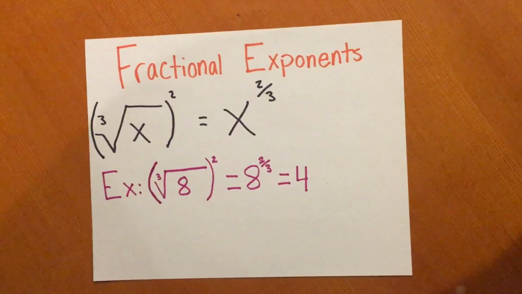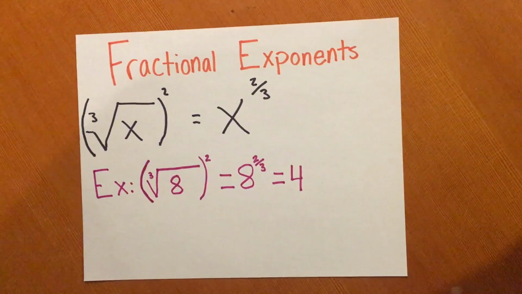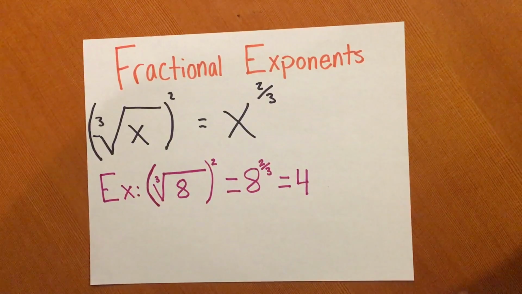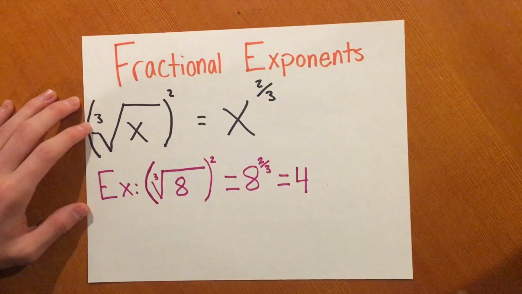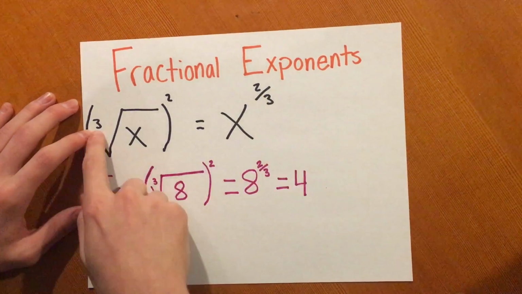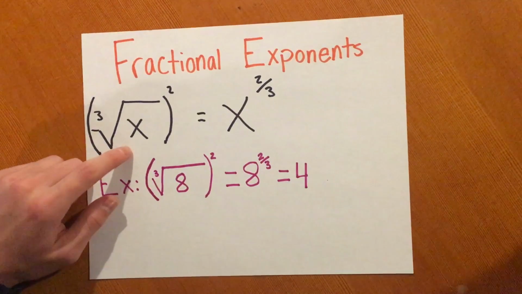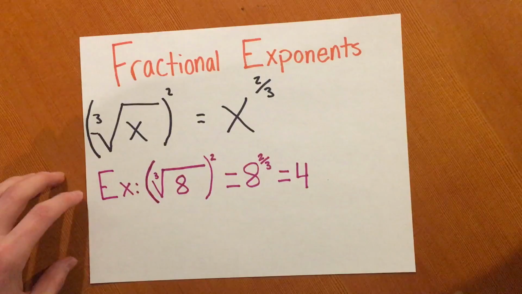Fractional exponents. When your base number is raised to the power of a fractional exponent, you take the denominator and put it right next to the root. So for this one, we have a 3 here, and we put it here, and it'd be a cubed root. So it's the cubed root of x squared, and that's your answer.